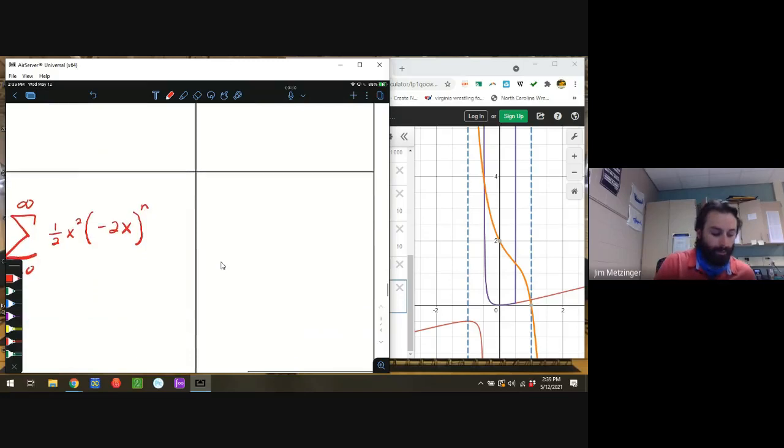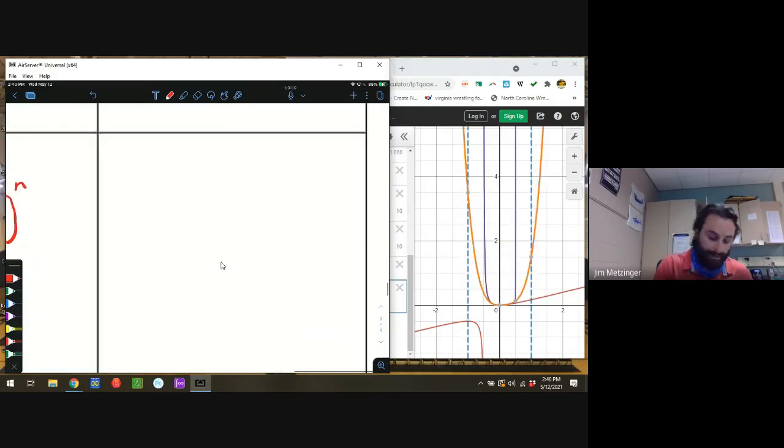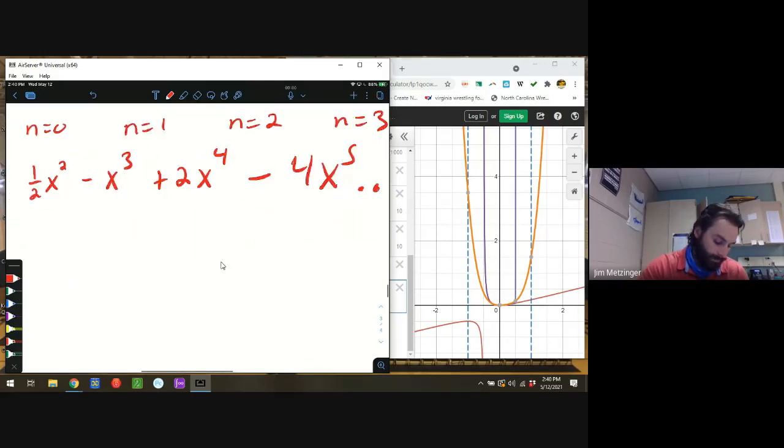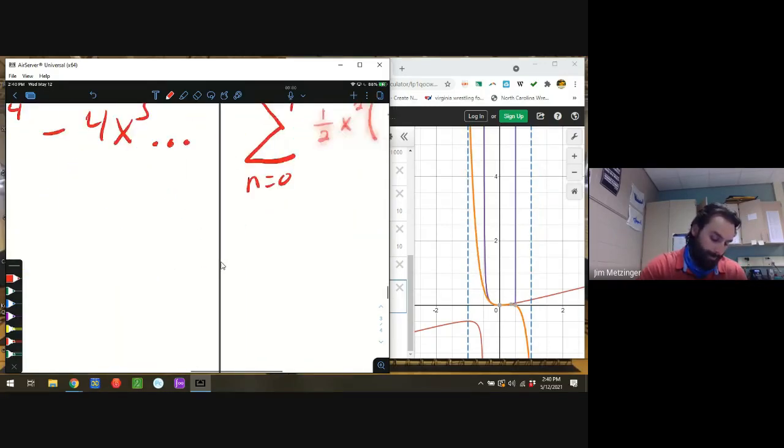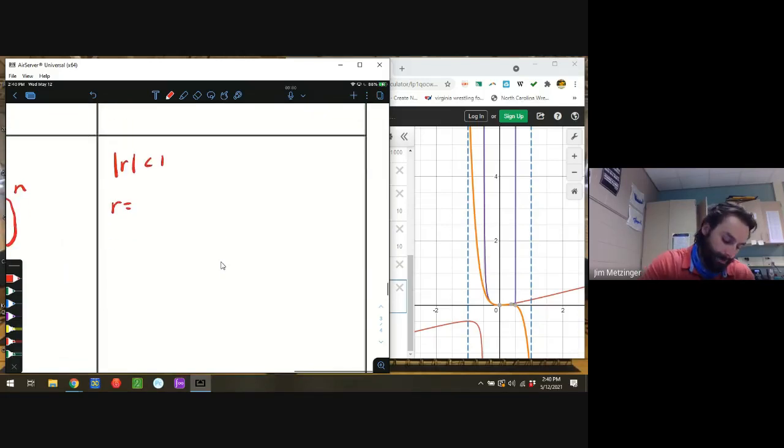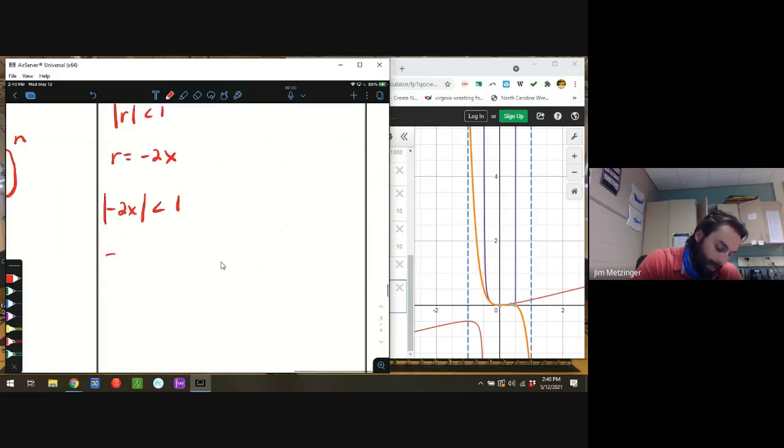To figure out your interval or radius of convergence, you're trying to figure out when the absolute value of r is less than 1, because that's what has to happen. Our r is negative 2x. So I'm going to say the absolute value of negative 2x has to be less than 1. That means negative 2x must be less than 1, and negative 2x must be greater than negative 1.